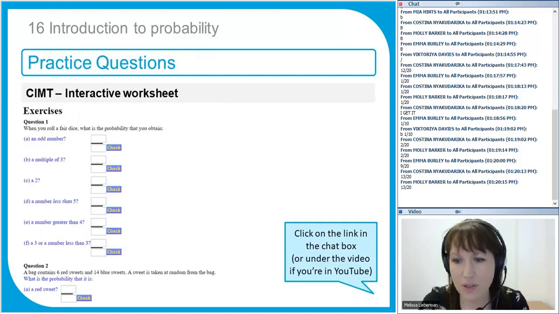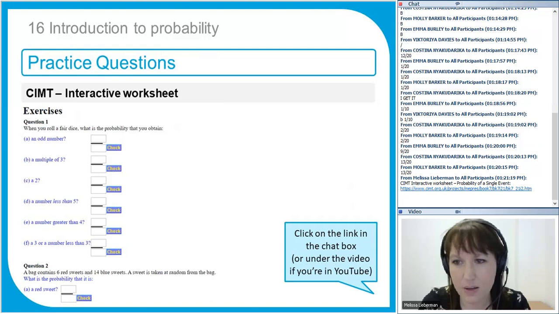So here's an interactive worksheet for you to work on. Again, this won't take very long to work through. Just click on there. Type your answers in the boxes. The top number is the top of the fraction and the bottom number is the bottom of the fraction. So for example, for question 1, it says, when you roll a fair dice, what is the probability that you obtain an odd number?